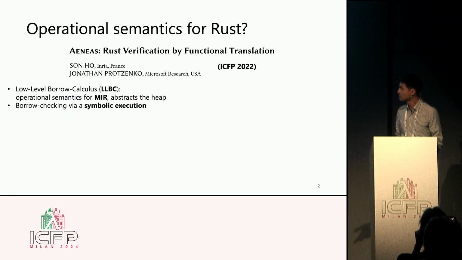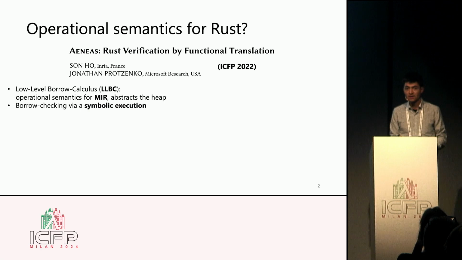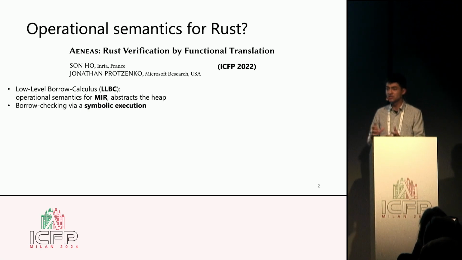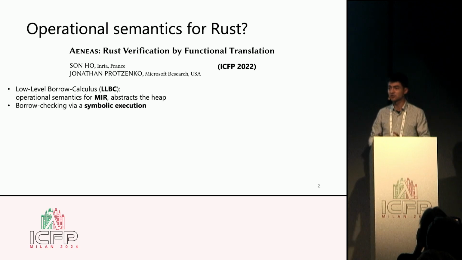In particular, 2 years ago, we presented a paper at ICFP in which, among other contributions, we introduced two things. One, the low-level borrow calculus, or LLBC, which is an operational semantics for Mir, where Mir is one of the internal languages used by the Rust compiler. And the low-level borrow calculus has a specificity, which is that it does not explicitly model the memory. And two, we introduced a borrow checker for LLBC, which is based on some sort of a symbolic execution.